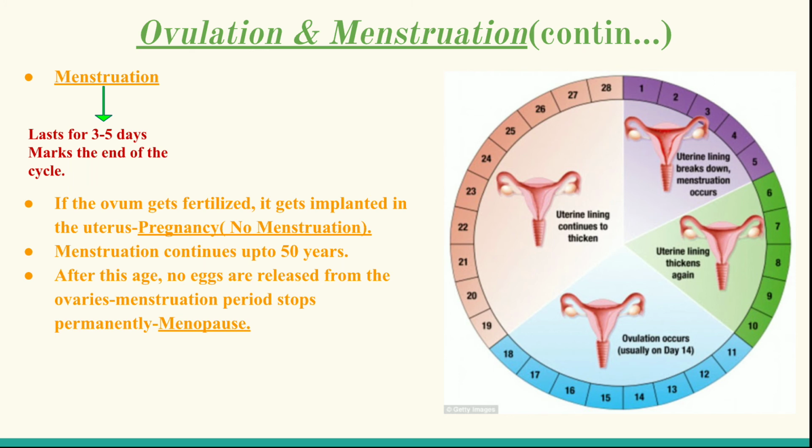So this process goes on till 50 years of age, but it varies with persons. After this age, generally 50 years, no egg is released, and the menstruation stops, and that is known as menopause.